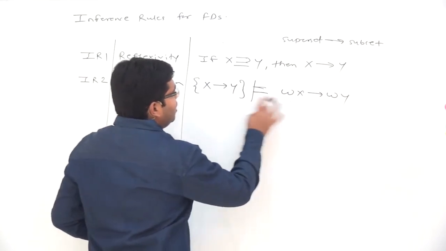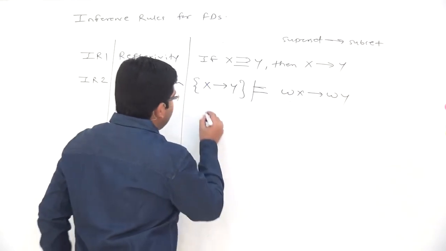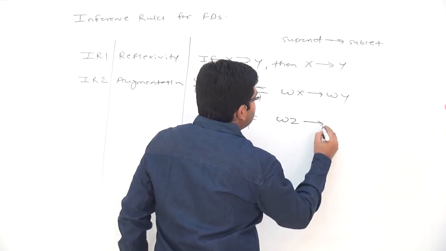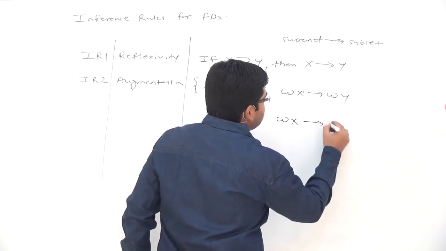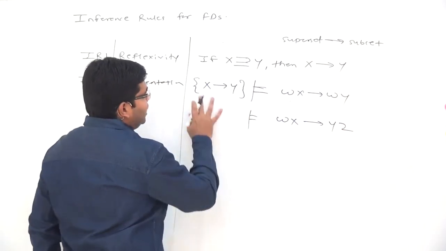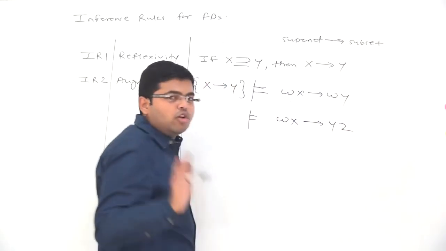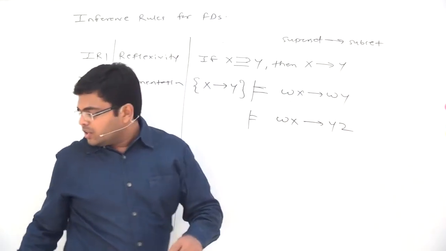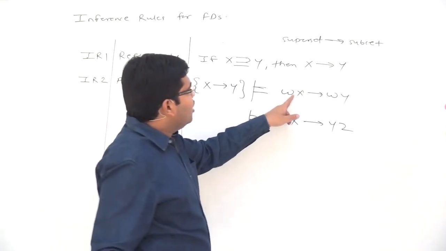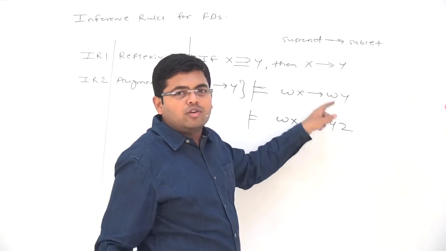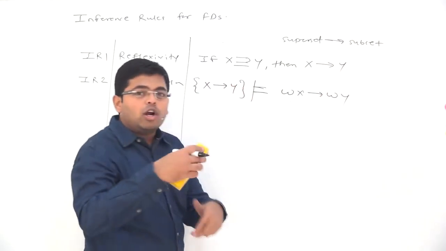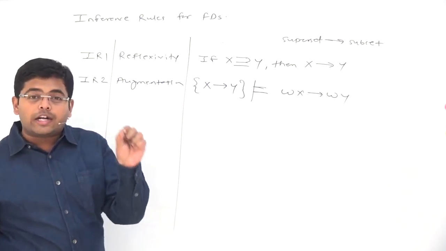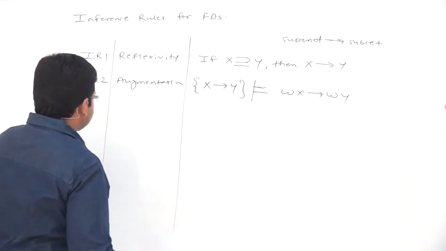If you are applying augmentation on both the sides, say WX gives YZ, so you are augmenting the left-hand side with W and the right-hand side with Z, then what was the rule that we saw? That W must be a superset of Z. That is, the augmentation on the left-hand side must be a superset of the augmentation on the right-hand side. You cannot add new attributes to the right-hand side.